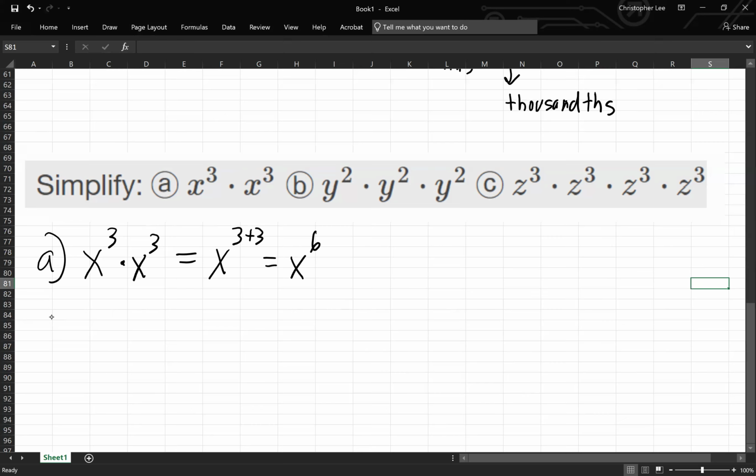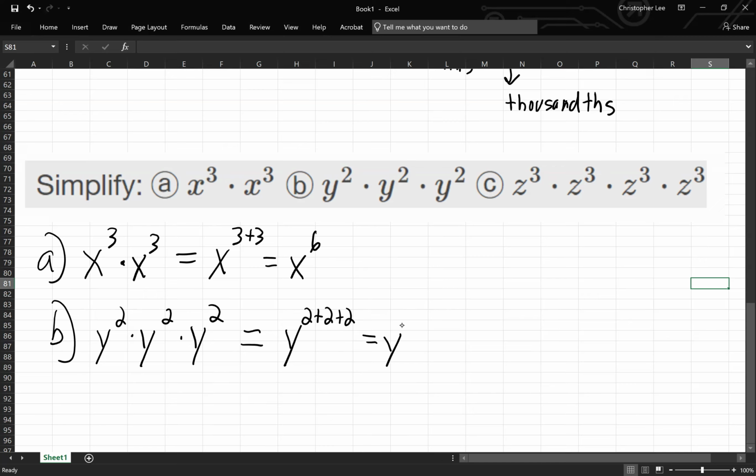What about B? I have y to the second times y to the second times y to the second. What does that become? Don't be ashamed. You could count your fingers. Y to the 6, right? This becomes y to the 2 plus 2 plus 2 power, which is y to the 6.